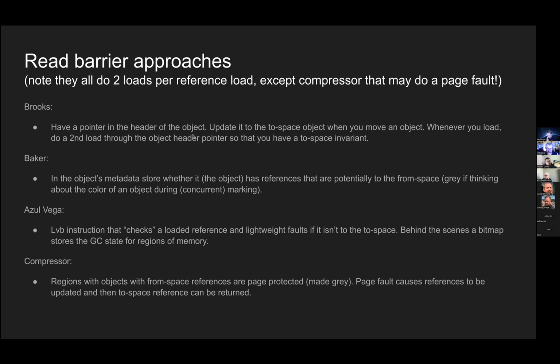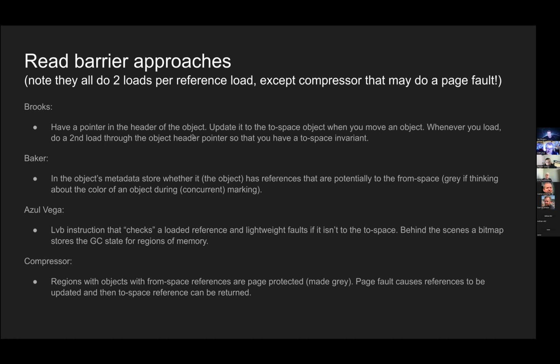We've got lots of different approaches for doing read barriers. There's the Brooks approach, where you have a pointer at an object, and in that object is a pointer to itself. Whenever you get a pointer to an object, you have to load through that pointer that the object has to itself. When you're moving an object, you change that pointer to point to the to space, so that you'll get forwarded along to the to space.